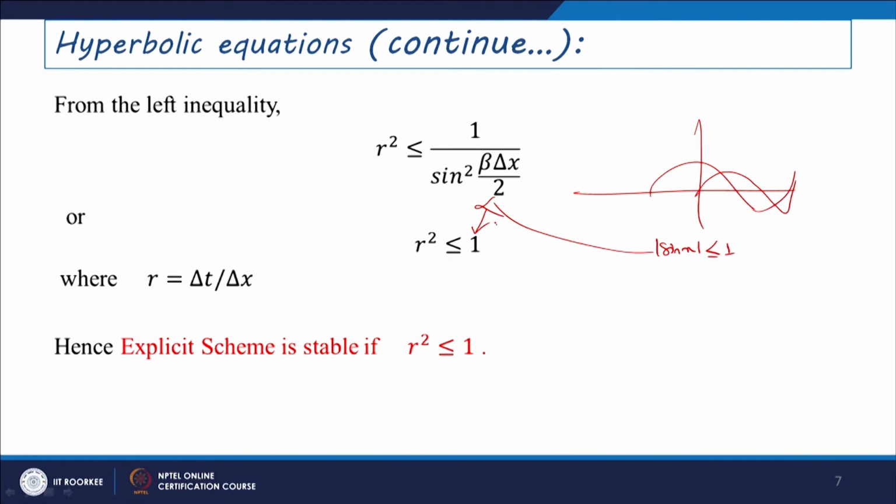Hence, we can say that r, which is nothing but del t by del x, is stable if r square is less or equal to 1. This means that del t by del x whole square should always be less or equal to 1 for the stability of the scheme to get the solution in the explicit approach. Or we can say that whenever r square is less or equal to 1, we can obtain the solution for the hyperbolic equation using the explicit scheme.